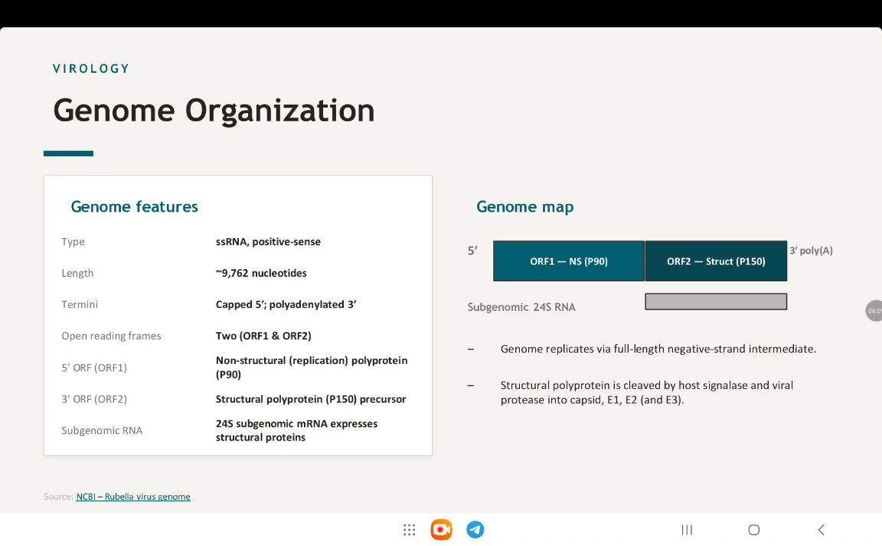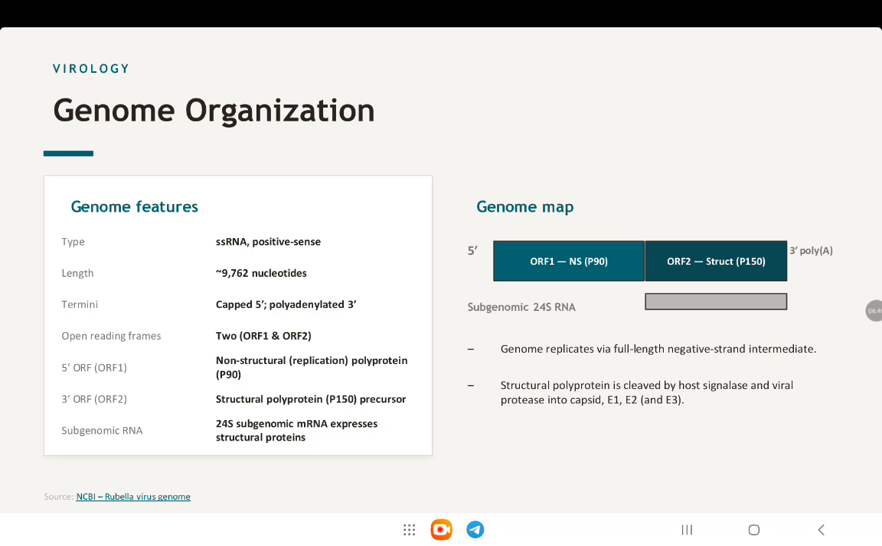The genome of the rubella contains two open reading frames, which are called ORF1 and ORF2. The first open reading frame, ORF1, is located at the 5 end. It produces a large non-structural polyprotein, which is called P200. This polyprotein is later divided into proteins that are responsible for viral RNA replication. The second open reading frame, ORF2, is located at the 3 end.